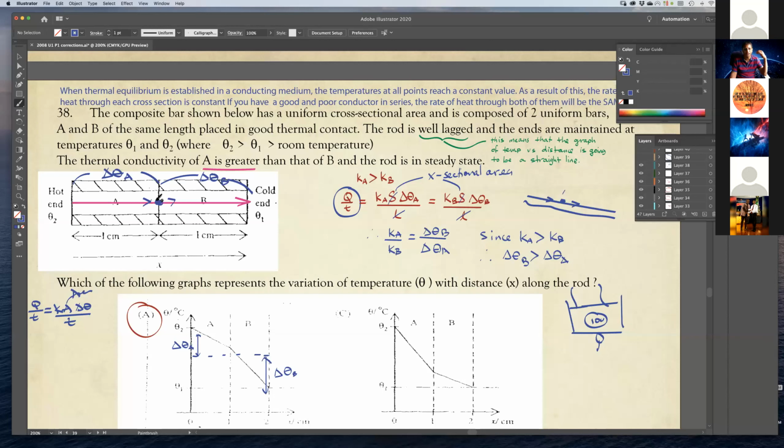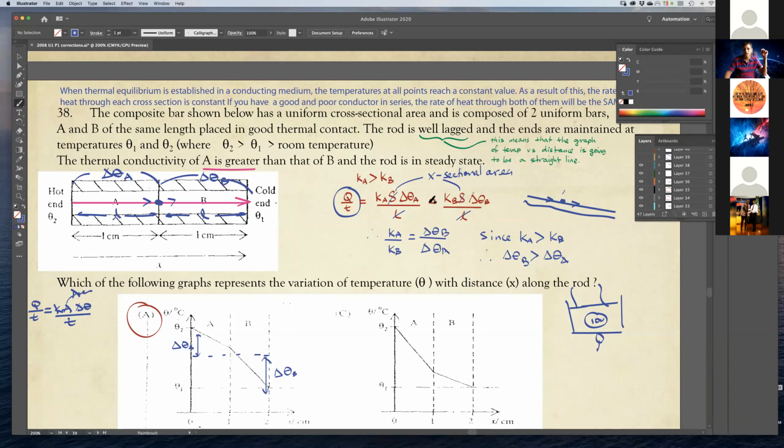I'm writing the conductivity equation for A, where I call this L. It's 1 centimeter, but I'm going to call it L in general. This is also L. So I can write the equation for A. I can write the equation for B. And we know that the heat transfer through A is exactly equal to the rate of heat transfer through B.